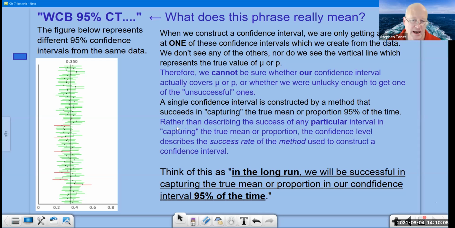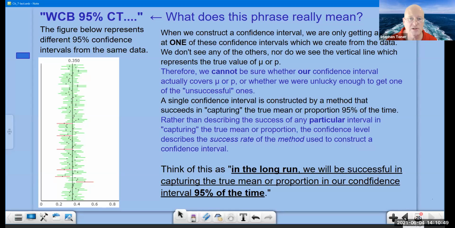Here's where we're really getting at. Rather than describing the success of any particular interval, my interval got it, in capturing the true mean or proportion, the confidence level describes the success rate for the method used to construct a confidence interval. In other words, in the long run, we will be successful in capturing the true mean or proportion in our confidence interval 95% of the time. It's not about a specific one, but 95% of the time in general, we will be successful in our prediction.